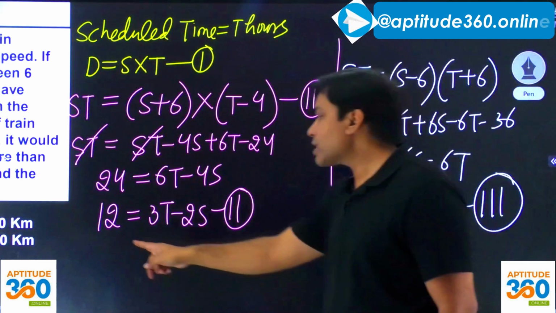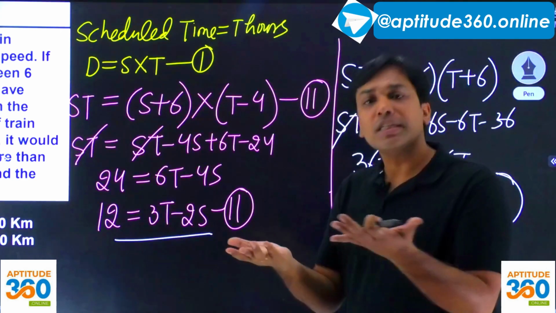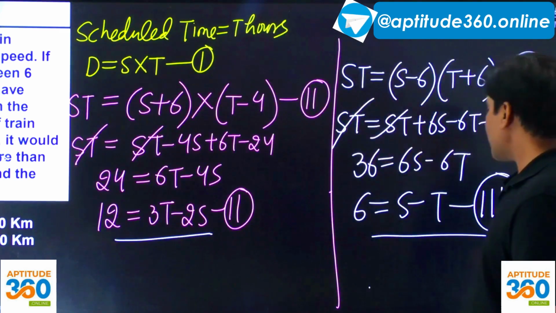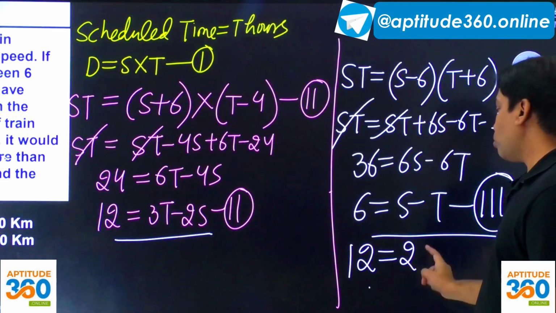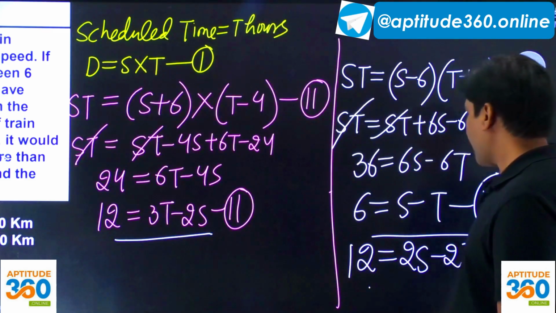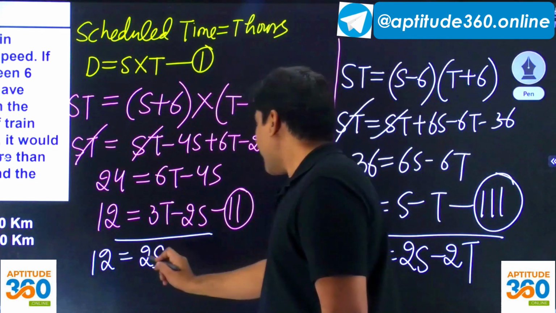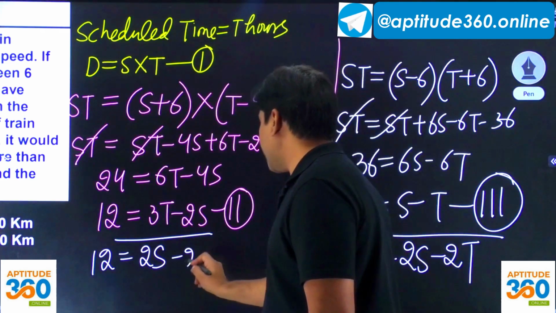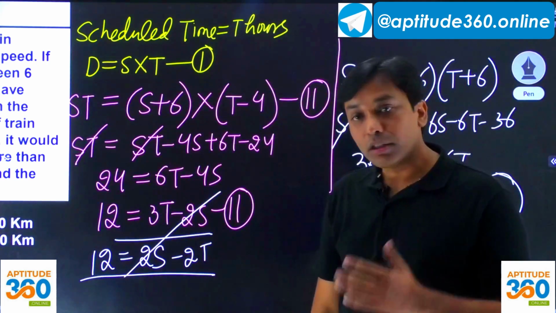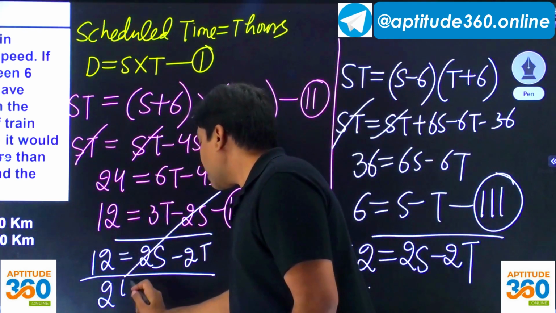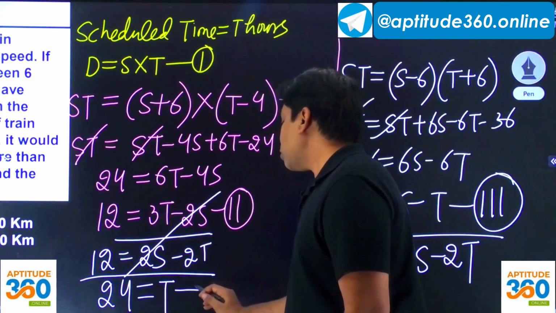Now you have equation number 2 and you have got equation number 3. Don't you think that you will be finding out the value of s and t? Very easy for you to find out. What is that we should be doing? You should multiply this with 2. So this becomes 12, and this is 2s minus 2t. So 12 is equal to 2s minus 2t. And if we add these, 2s are gone. Now this is 24. 24 is going to be 3t minus 2t, which is the value of t. So you have found out the value of t.